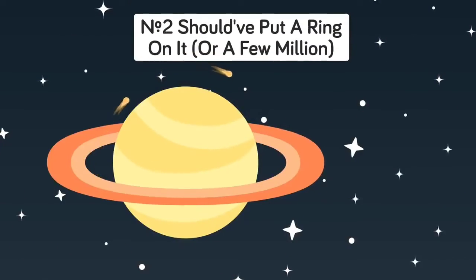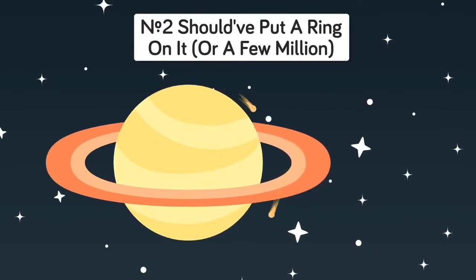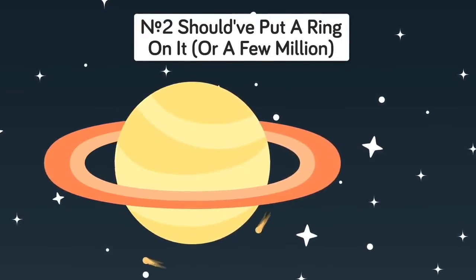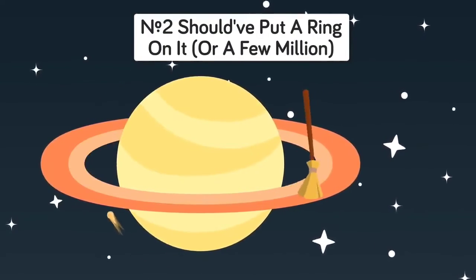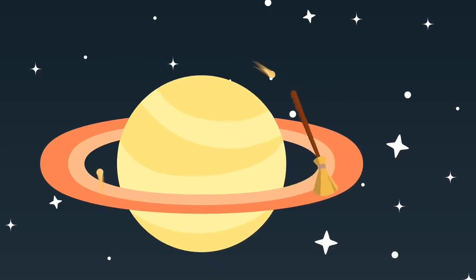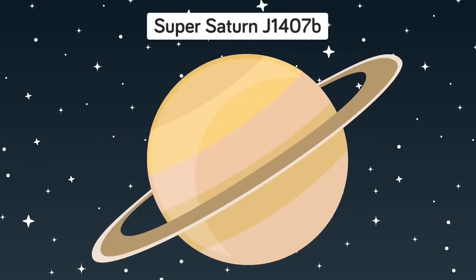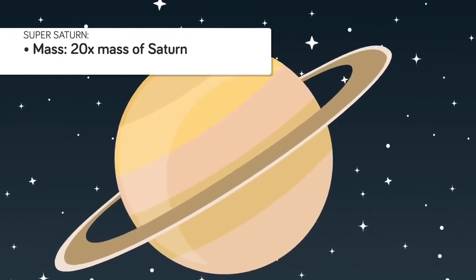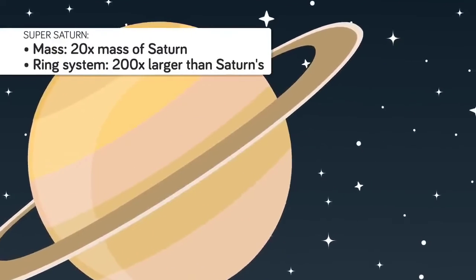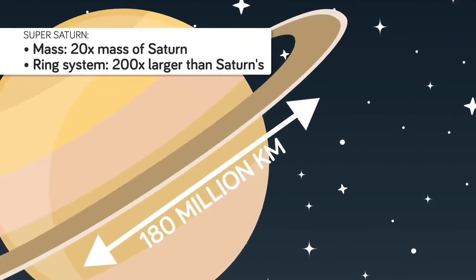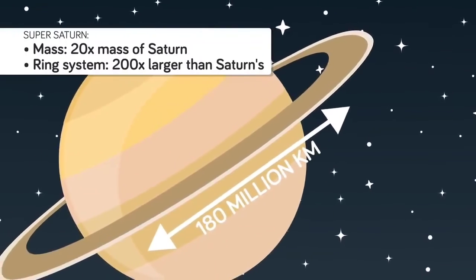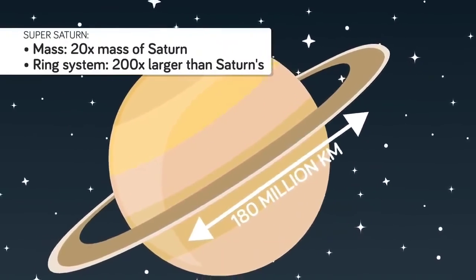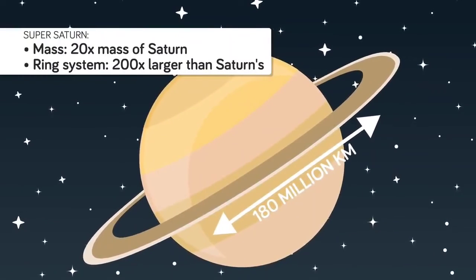2. Should have put a ring on it, or a few million. Saturn is the most iconic planet in our solar system, ringed by an absolutely beautiful system of rings made up of pulverized debris and dust. Commonly referred to as the queen of the solar system due to its elegance, Saturn is sadly completely trumped by planet Super Saturn J1407b, a planet 20 times more massive than Saturn, with a ring system that's more than 200 times as large. The ring system stretches 180 million kilometers end to end, which is more than the distance between Earth and the Sun. No doubt beautiful, but perhaps Super Saturn J1407b is making up for something.